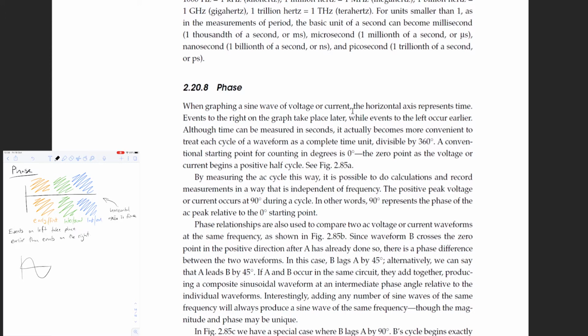Just get this in my head. So we've got a cycle. We're saying that we should treat each cycle as a complete time unit. So say, for example, 0.2 nanoseconds, and then you just go, okay, 0.2 nanoseconds, 0.2 nanoseconds, 0.2 nanoseconds. Is that what we're saying here? Or how are you getting divisible by 360 degrees?